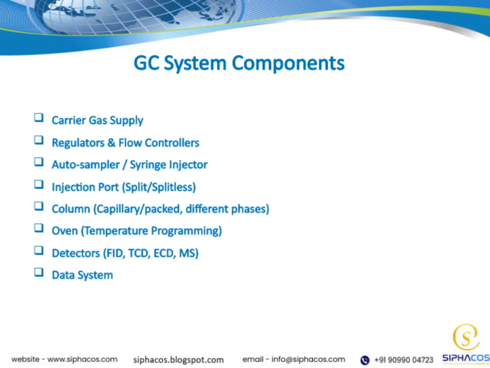First, we have the carrier gas supply, which is essential for transporting the sample through the system. It's usually an inert gas like helium or nitrogen that ensures smooth flow. Next, regulators and flow controllers are critical. They help us maintain precise control over the gas flow, which directly impacts the separation quality.